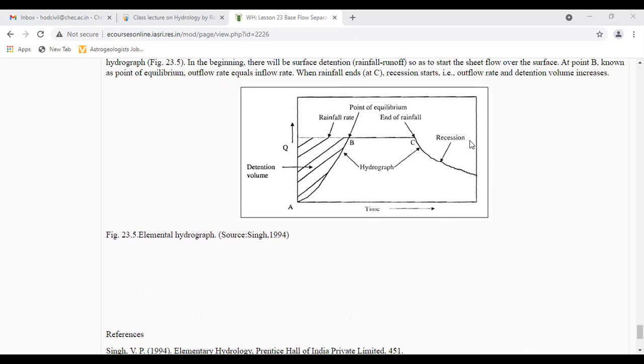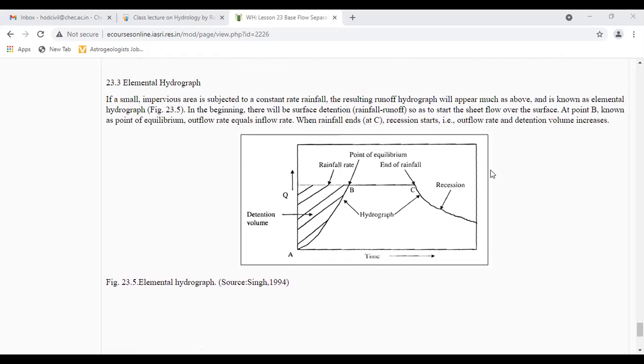So this is the detention volume here, detention volume, Q on the y-axis, and time on the x-axis. Here the rainfall rate, the point of equilibrium, the end of rainfall, the hydrograph, and this is the recession.